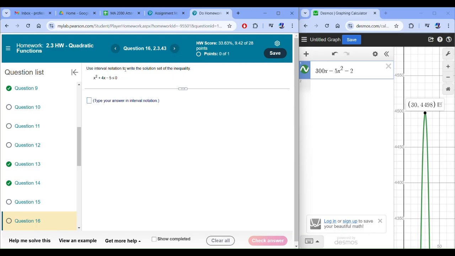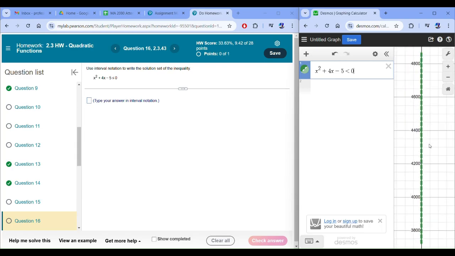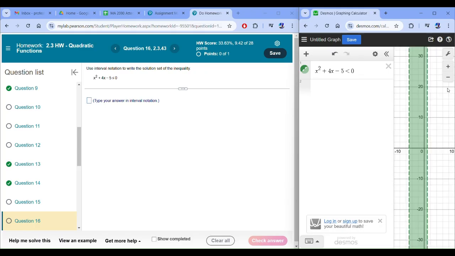Use interval notation to write the solution set of the inequality. So here, let's take a look at what this is, right? Let's see, x squared plus 4x minus 5 is going to be less than or equal to, can I do less than 0? Let's go back to the home.